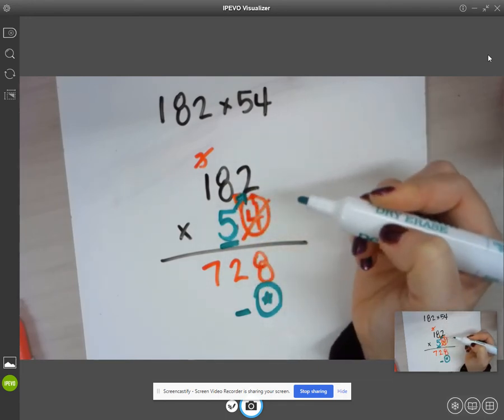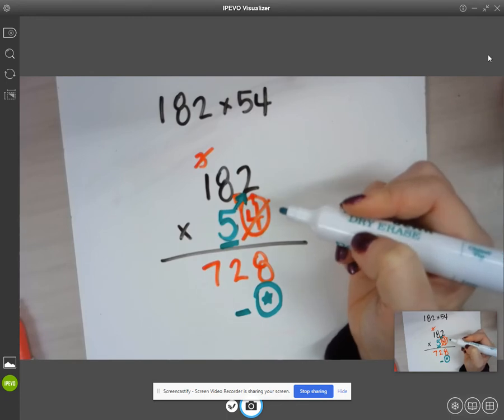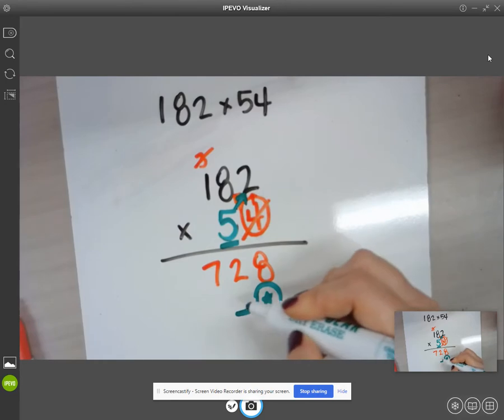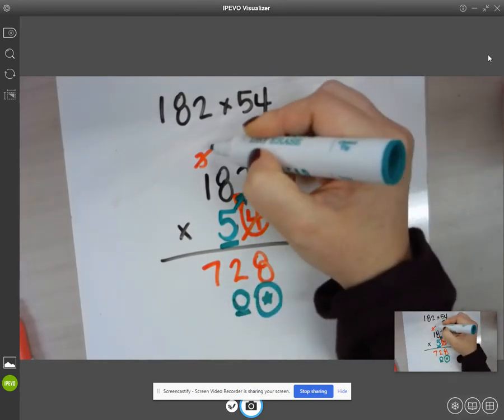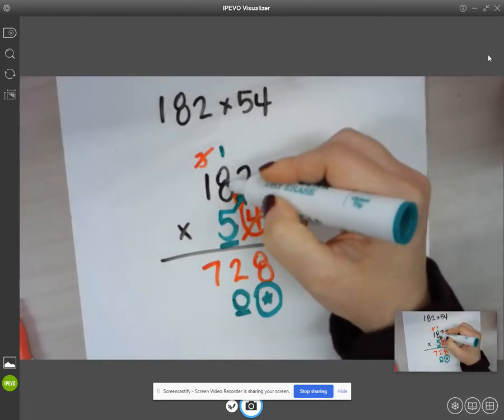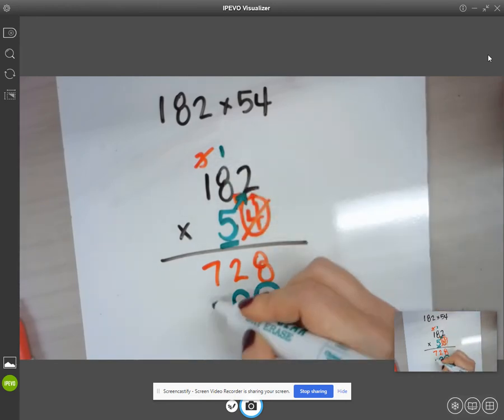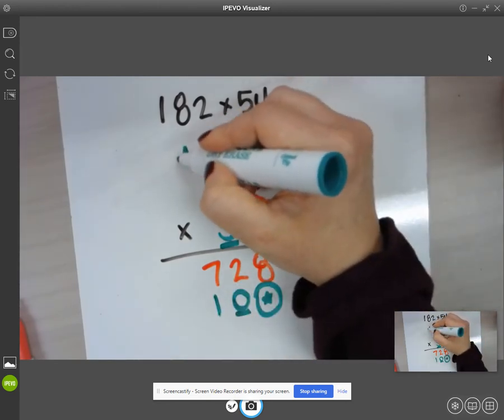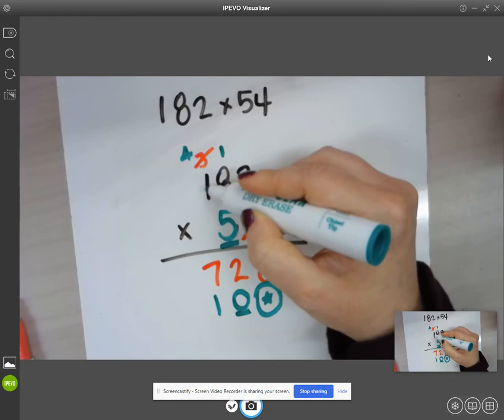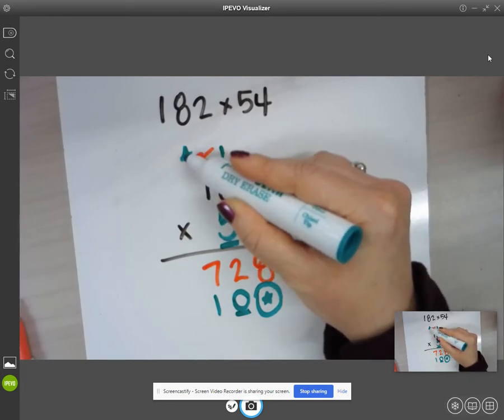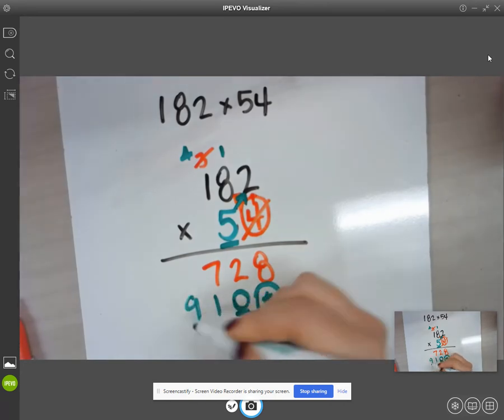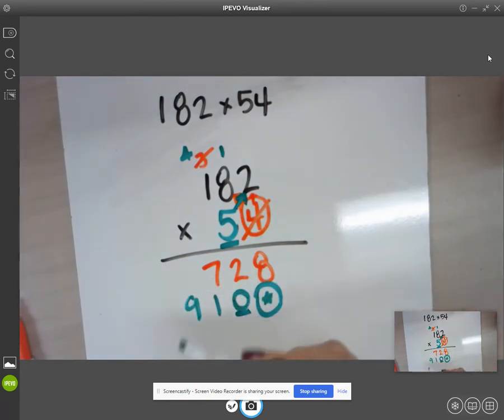It's the center of the multiplication universe, and it's going to take turns hanging out with all the digits above it. 5 times 2 gives us 10. Here's my 0. Carry my 1. 5 times 8 gives us 40, plus 1 gives us 41. Carry this 4. 5 times 1 gives me 5, plus 4 gives me 9. And I'll write that right there.